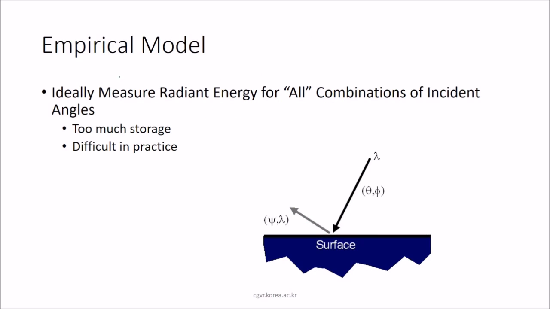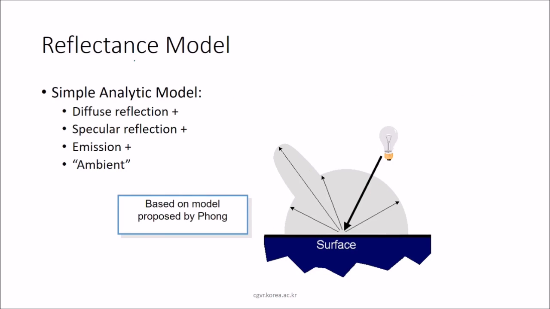In an empirical model, again, we cannot ideally measure radiant energy for all combinations of incident light, because it would be a lot of storage and very difficult in practice. Lambda is the wavelength, theta phi is the direction of incidence, and gamma, psi and lambda are the reflected parameters. So this is the reflectance model.